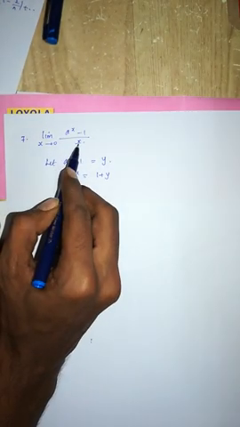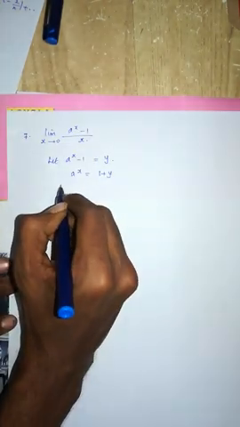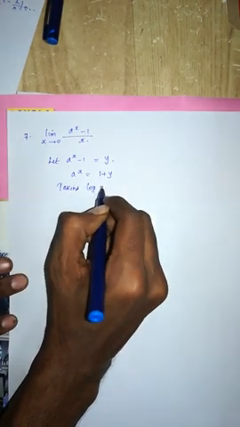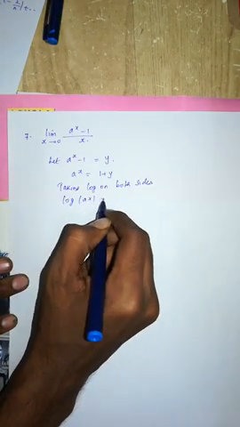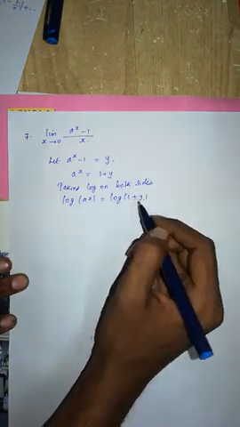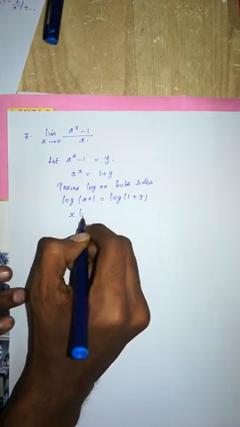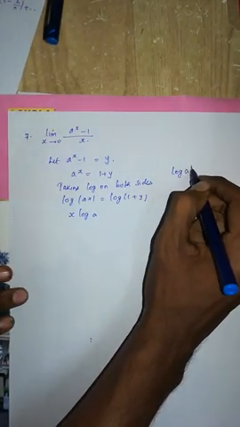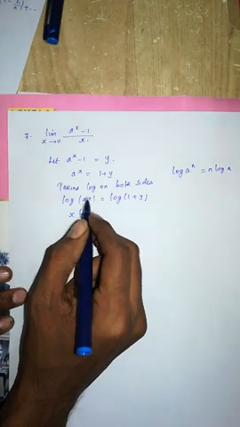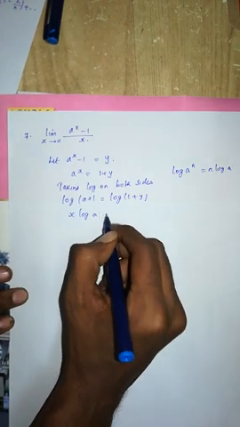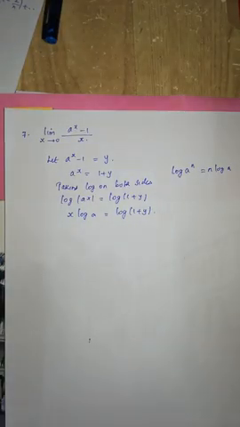Now I want to find x. The numerator will become y, so I need to find x in terms of y. For that I am taking log on both sides. So if I take log on both sides, it will become log a power x is equal to log 1 plus y. This will be x log a. You remember that log a power n is n times log a, so you can bring the power to multiply. So x times log a is equal to log of 1 plus y.